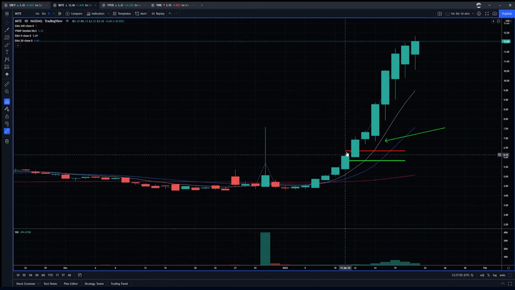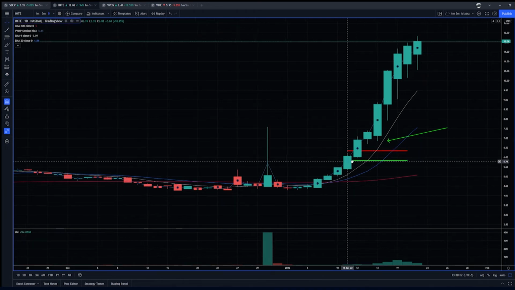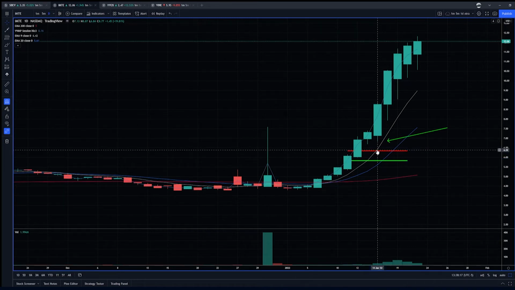Here we have IMTE on the daily chart. This is the daily chart of IMTE, and we can see that the same thing is valid here. You have this candle, okay, and the green line is the value of the EMA at this candle here. The red line is where you would have seen the EMA after the closing of this candle.